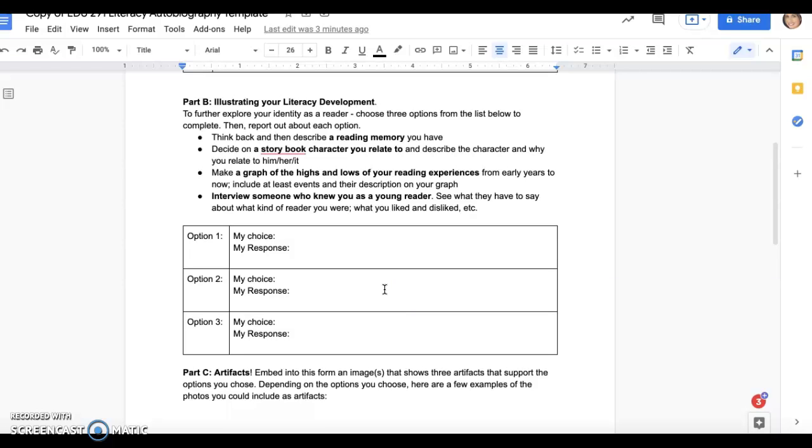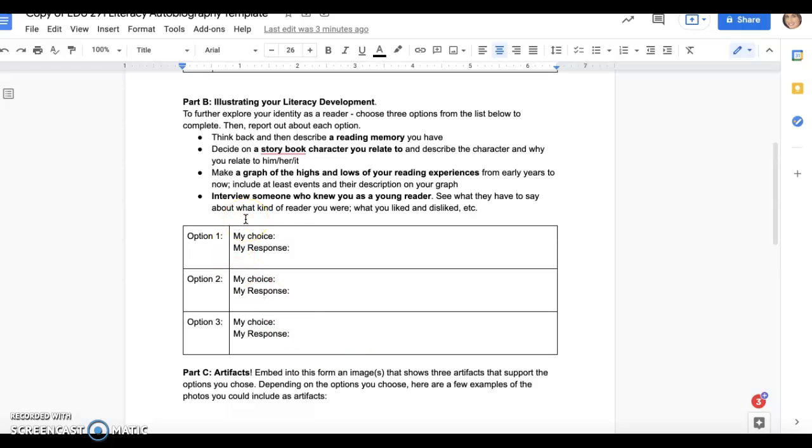You can choose to make a graph of the highs and lows of your reading experiences from the early years to now. And in that, you would want to include events and their description on your graph. So if you were to choose option 3, you just would do a quick description of what's on your graph, and then you will show us your graph in part C.